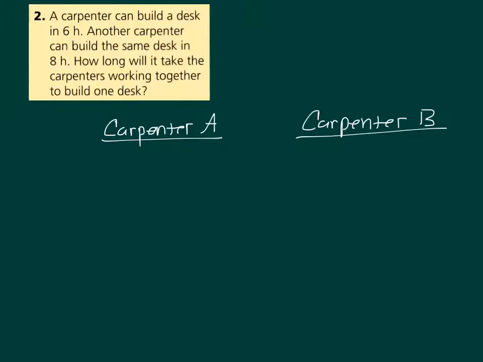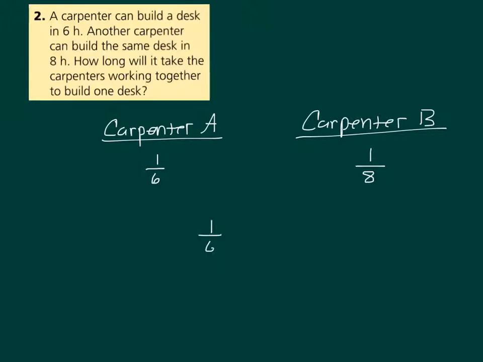Yeah. So, carpenter A. How much of the desk can carpenter A build in 1 hour? He could build 1/6. How much could carpenter B build in 1 hour? 1/8. So how much of a desk can they build when working together in 1 hour?